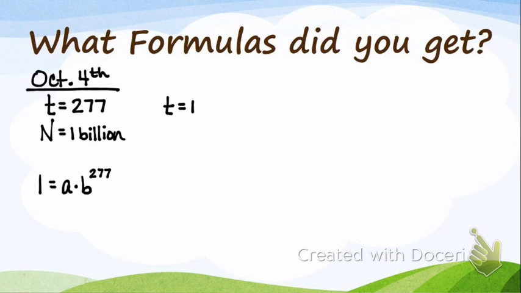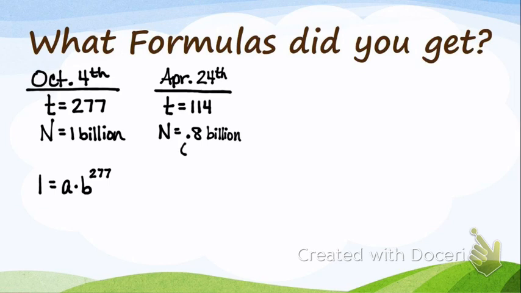114. And that was the one for October? Or sorry, not October, April. April 24th. And on April 24th, there were how many users? 800 million, but it's 0.8 billion. It says billion, because they ask us to do this in billions. You're absolutely right. This is the same thing as 800 million.